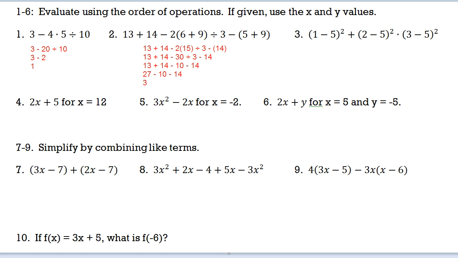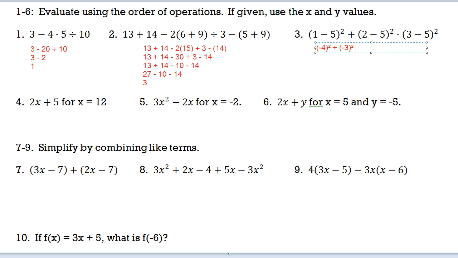All right, question number 3. 1 minus 5 is inside the parentheses. The official math way of saying that is the quantity 1 minus 5 squared plus the quantity 2 minus 5 squared, yada, yada, yada. Well, first, let's take care of everything that's in parentheses. 1 minus 5 is negative 4. Don't forget to square it. 2 minus 5 is negative 3. Don't forget to square it.